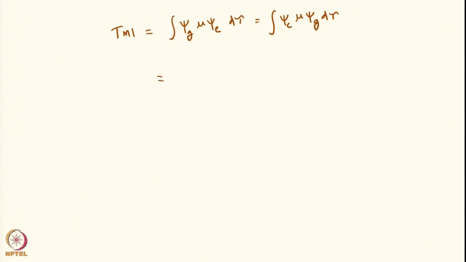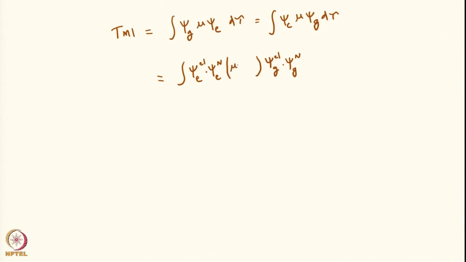So, your psi e will be equal to psi e electronic multiplied by psi e nuclear, and your psi g will be equal to psi g electronic multiplied by psi g nuclear, and the dipole moment vector can also be written, see, there is an electronic charge distribution and there is a nuclear charge distribution. So, one can always write mu as a sum of mu e plus mu n, d tau.